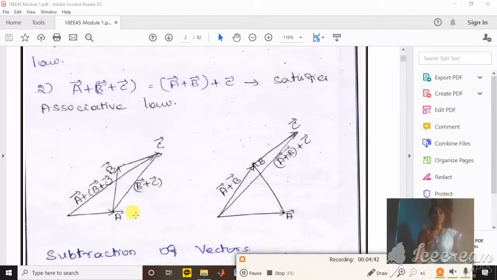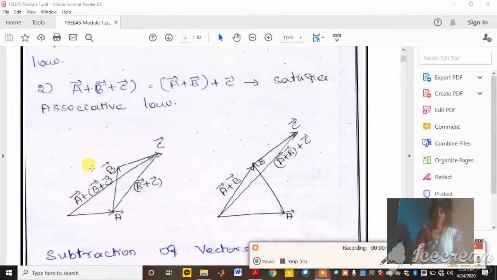So look at the picture which shows a vector plus b plus c. According to the mathematical expression, whatever is shown inside the bracket has to be evaluated first. So according to that, we'll first draw the a vector.